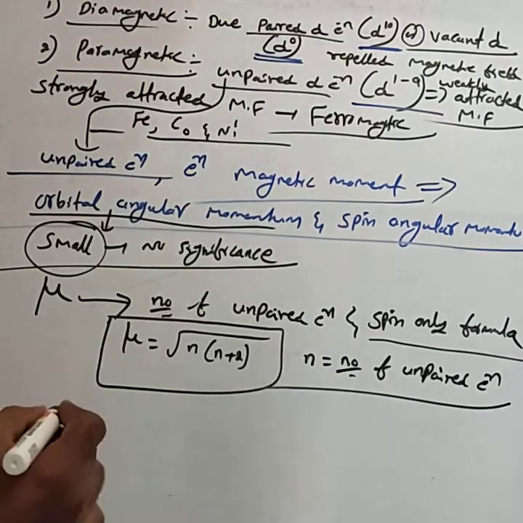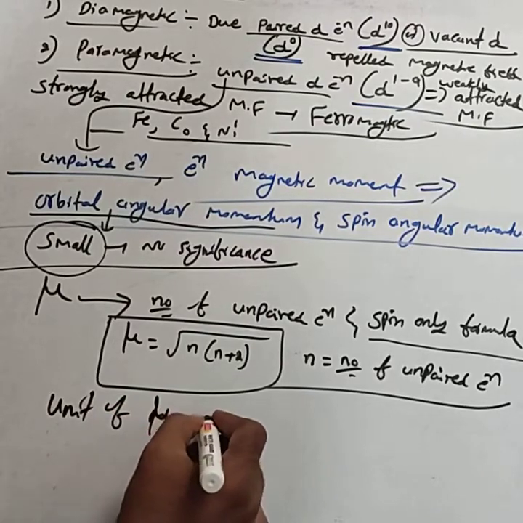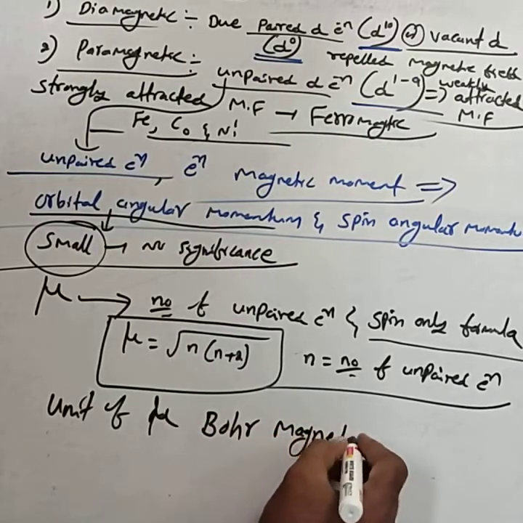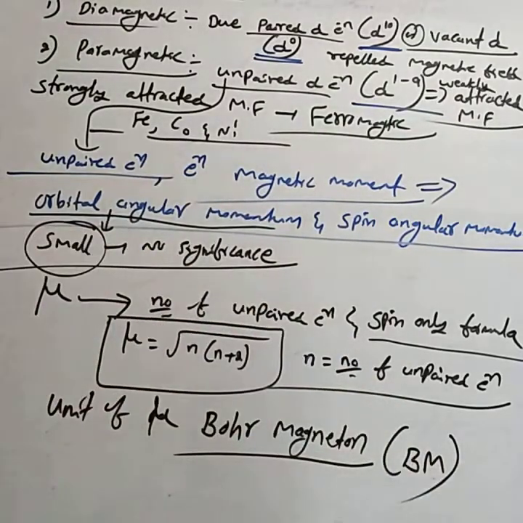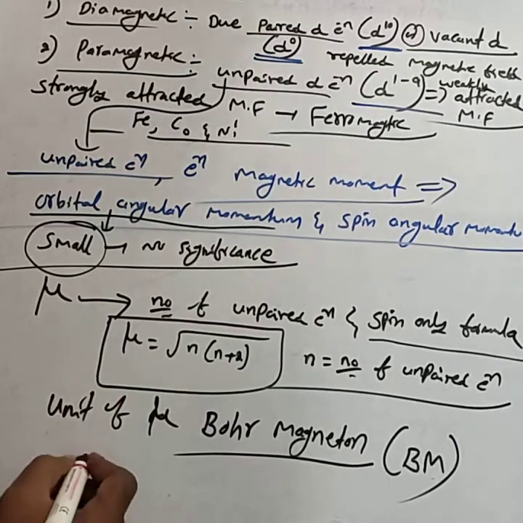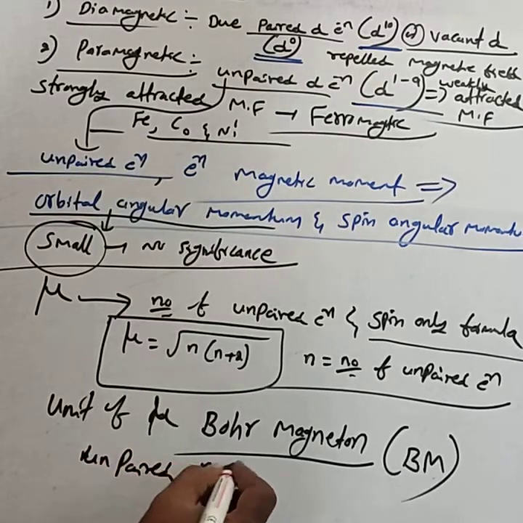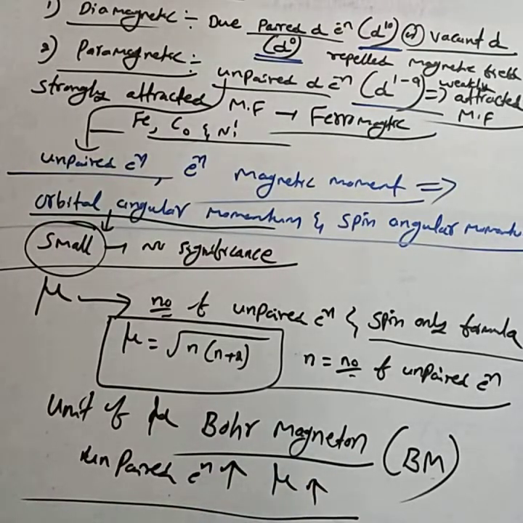Then the unit of magnetic moment is the Bohr magneton, given by the symbol BM. As the number of unpaired electrons increases, the magnetic moment also increases.